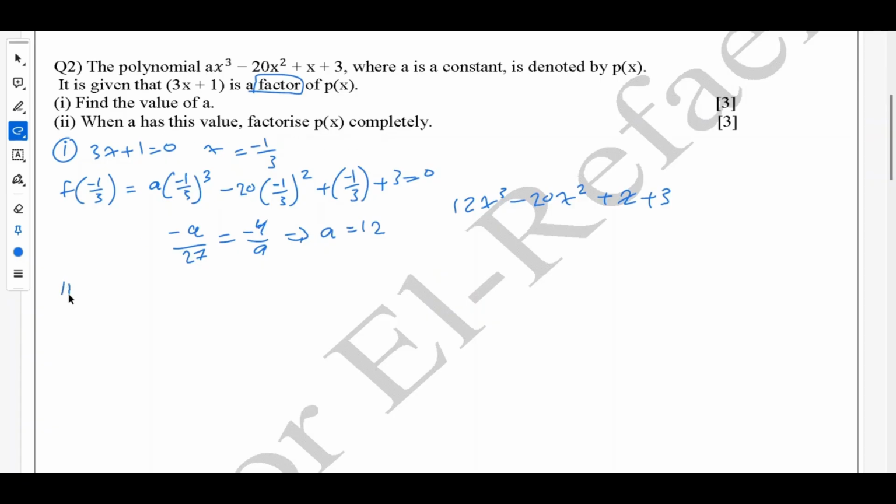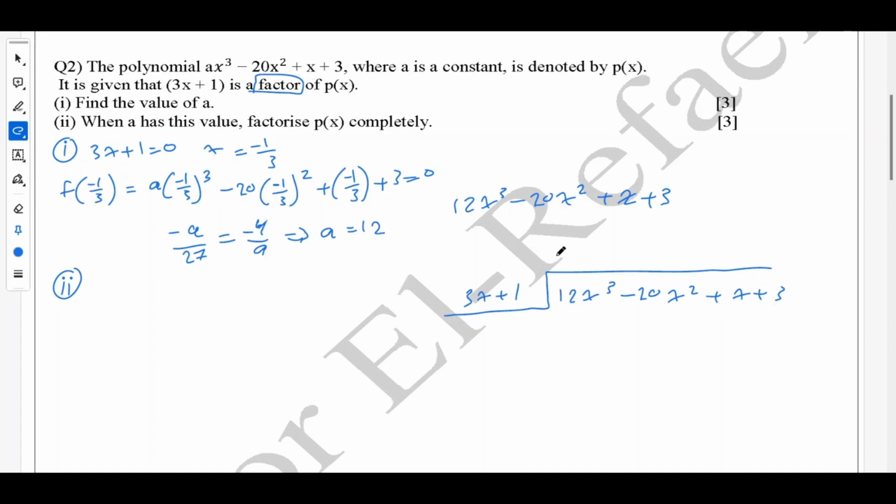Part (ii): when a has this value, factorize completely. Excellent. Factorization means I have to find the quotient. In order to find the quotient, I have to use long division. 3x plus 1, into 12x cubed minus 20x squared plus x plus 3.